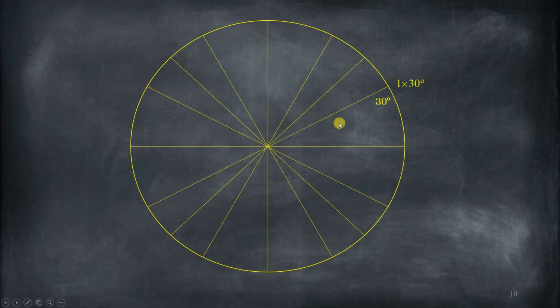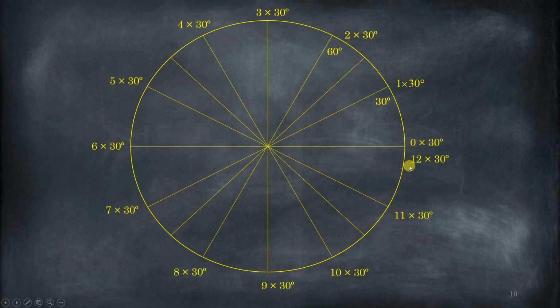All right. Now, would you agree that if this is 30 degrees, that's one 30-degree angle? Now, the next angle is 60 degrees. The next multiple of 30 is 60 degrees. Well, that's really 2 30-degree angles, right? And then we have 3 30-degree angles. That's, of course, 90. And then 4 30-degree angles, 5, 6, 7, 8, 9, 10, all the way around until you get to 12 30-degree angles, all the way around.